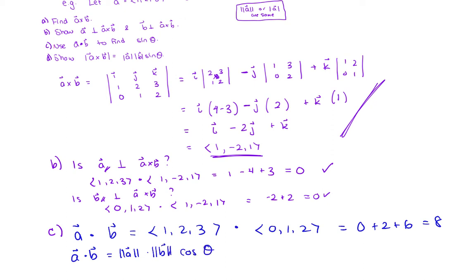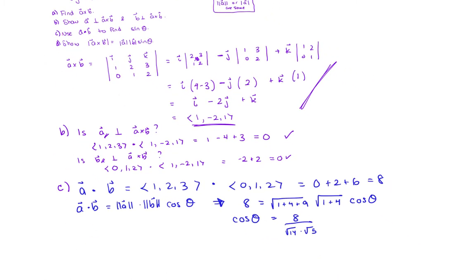So let's plug that in. So I get that 8 is equal to, the magnitude of A is the square root of 1 plus 4 plus 9. Magnitude of B is 1 plus 4 square rooted. And then I get the cosine of theta. So if I solve for the cosine of theta, I get 8 divided by square root of 14 times square root of 5. Okay, so we found the cosine of theta, but it asked us to find the sine of theta.